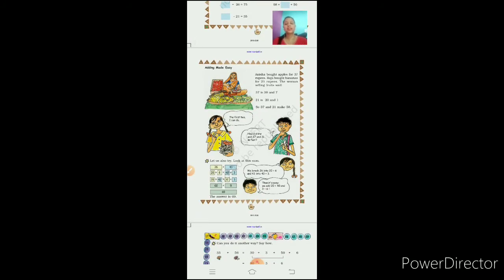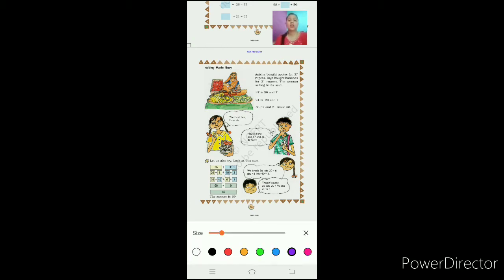Now next is adding made easy. Okay, in page number 33, they want to discuss one trick that they are using in their daily life. Okay, how they are using their own maths for selling something or for purchasing something. Okay, so Anisha bought apples for 37 rupees, Raja bought bananas for 21 rupees. The woman selling fruit said 37 means, for her, 37 means 30 plus 7. Okay, and for her 21 means 20 plus 1.